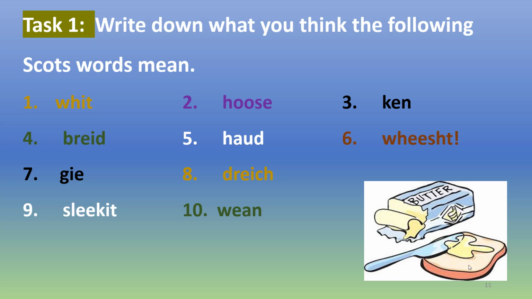Task 1. Write down what you think the following Scots words mean. Number 1, whit. 2, hoose. 3, ken. 4, breed. 5, hod. 6, wheesht. 7, gee. 8, drich. 9, sleeket. 10, wane.